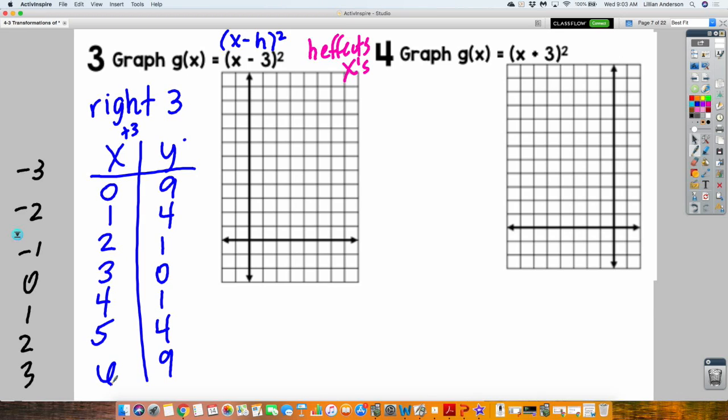So then this becomes the points on this translated graph to the right 3 units. Okay, so let's plot them. And when you look, it literally looks like you took the original graph and moved it to the right 3 units.